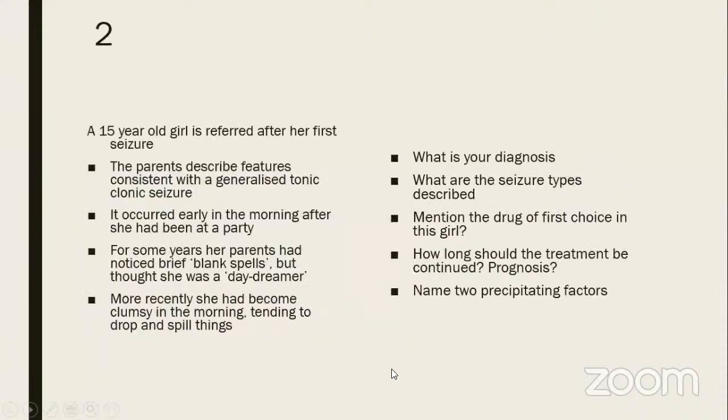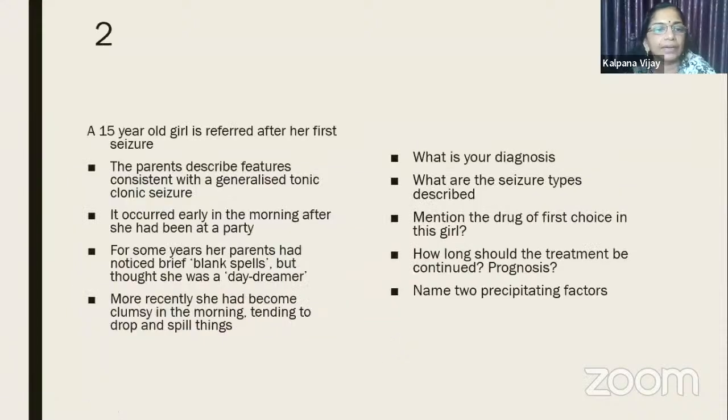Okay, the next one. A 15-year-old girl is referred after her first seizure. The parents described features consistent with a generalized tonic-clonic seizure. It occurred early in the morning after she had been at a party, and in between she had some blank spells, and often the parents thought that she was daydreaming. Most recently, she had become clumsy, especially in the morning, tending to drop and spill things. What is your diagnosis?